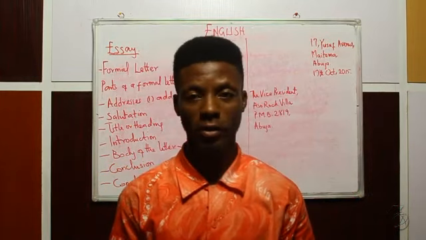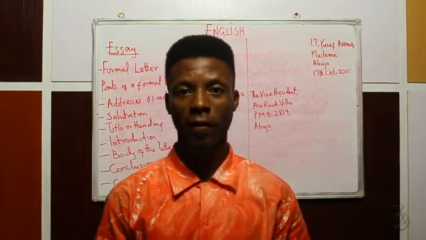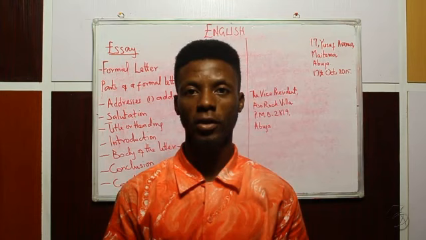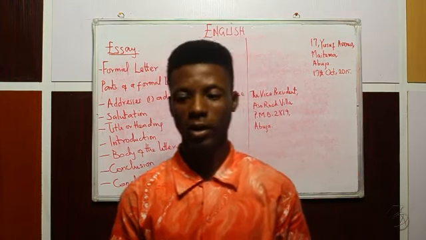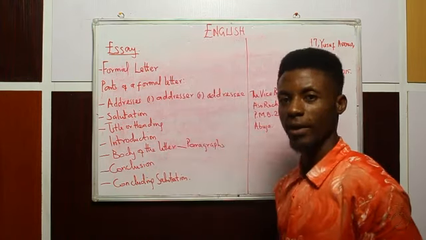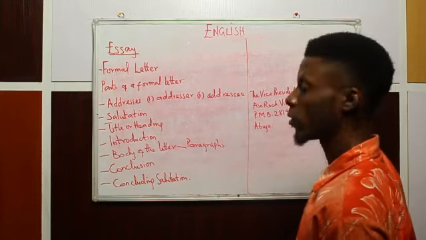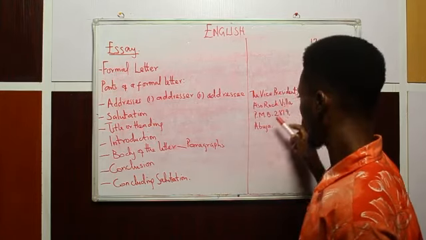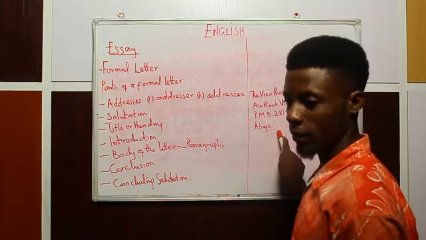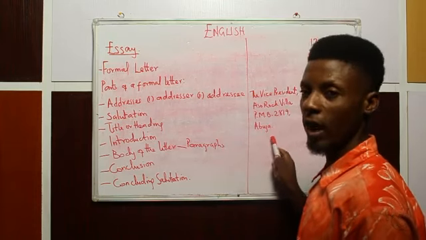This is a correct format of writing the addresses in the formal letter. The address of the writer appears on the top right corner, and the address of the receiver comes after it, but on the left side of the paper.